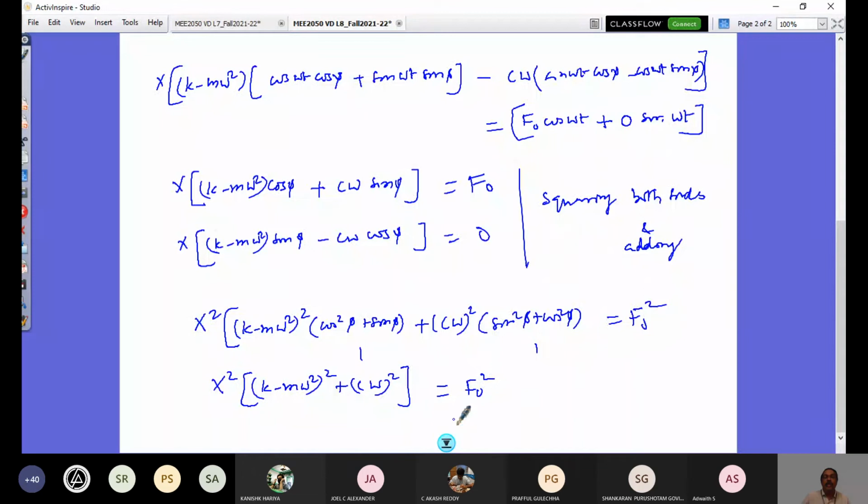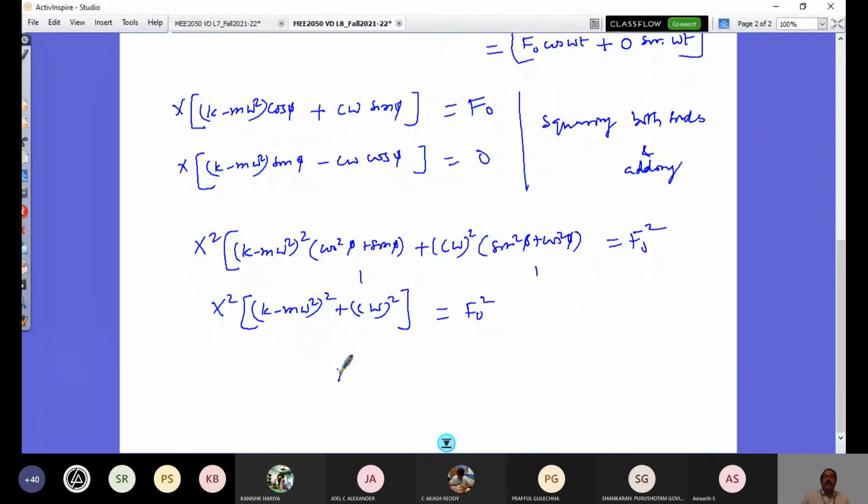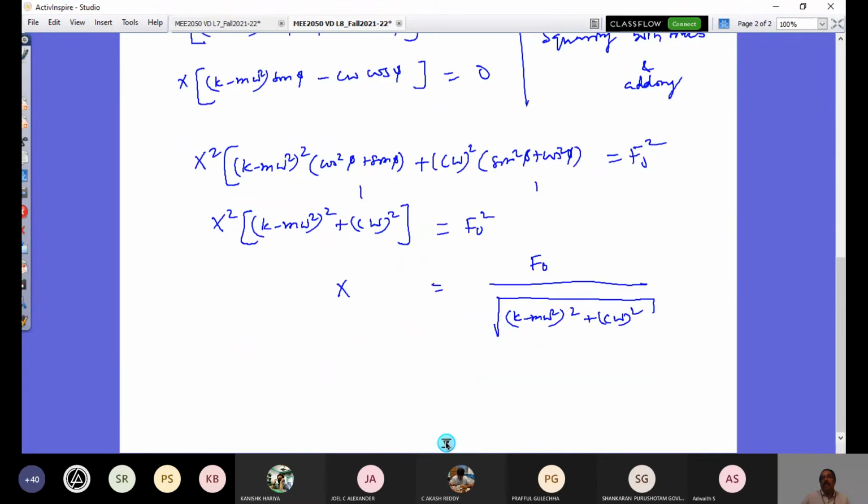So now in f naught cos omega t, in this expression, that amplitude f naught only is appearing. So what is my amplitude now? I bring it down here and take a square root. So this is going to be f naught by under root of k minus m omega square whole square plus c omega whole square. So this is my amplitude now. And what is my phase angle? That is phi, equal to tan inverse of c omega by k minus m omega square. That's my phase angle.